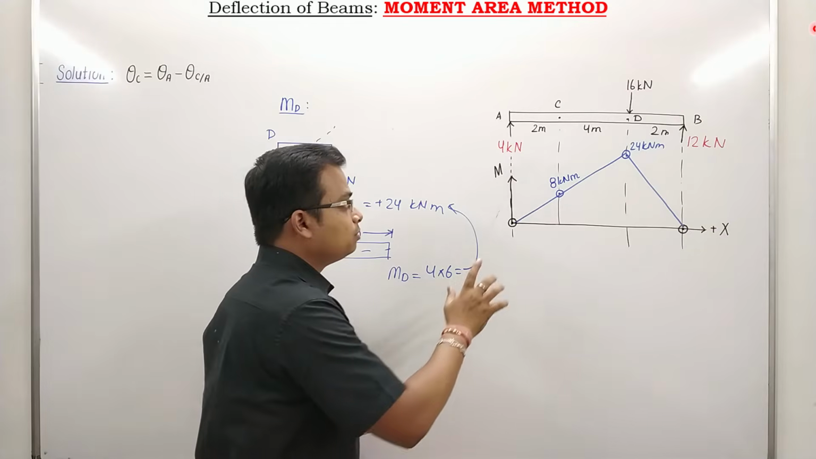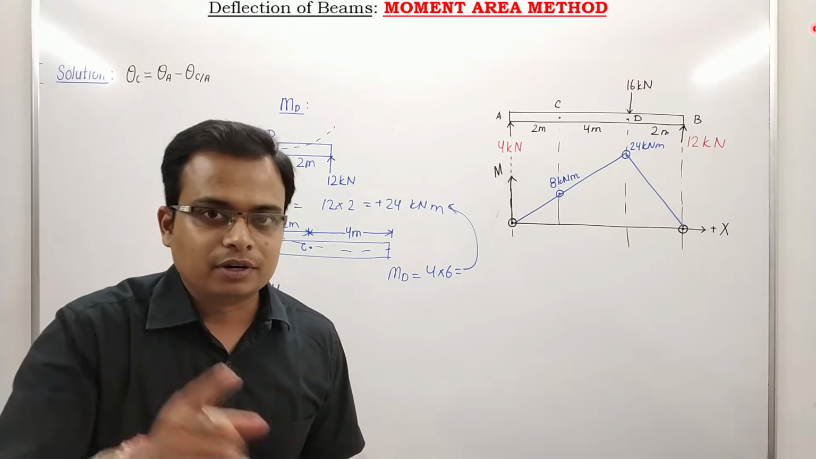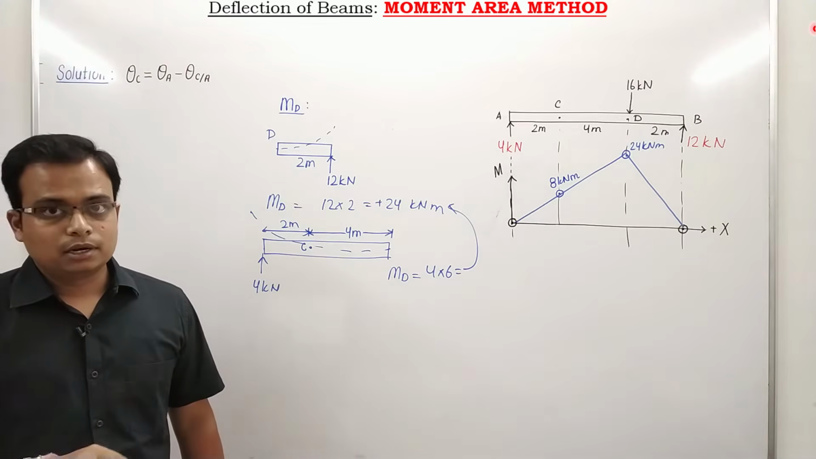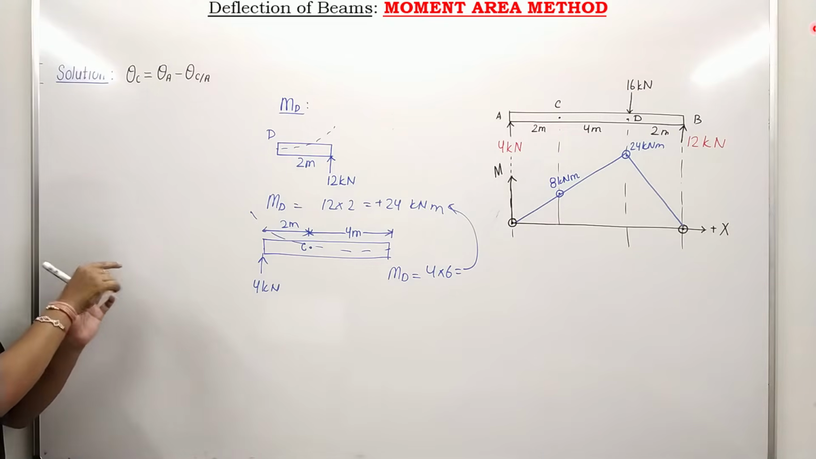Please note down these values. Bending moment at C is 8. Remember, C is 8, D is 24. Let's work it out now. Let me rub all of this. If you want to note it down, pause and note.